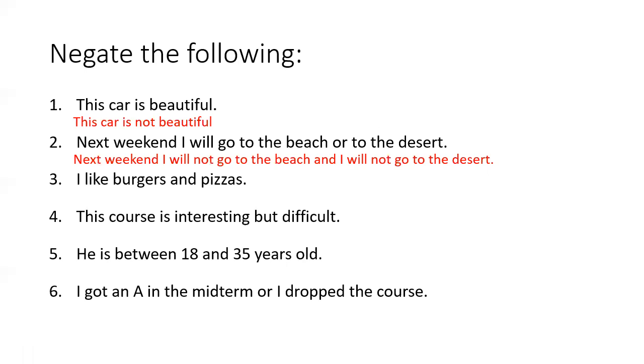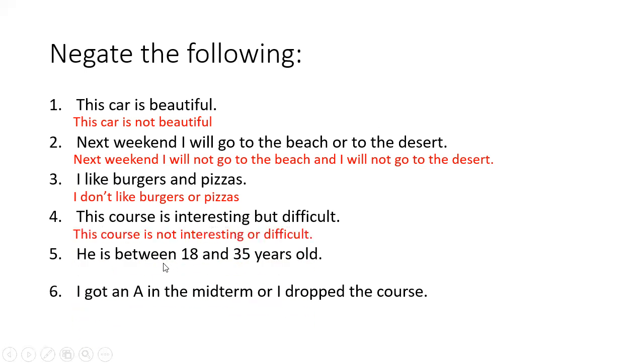I like burgers and pizzas. The opposite: I don't like burgers or pizzas. The English is kind of weird here too, because when you look at the but here, you're going to have to look at that as if it was an and as well, because that's joining them. This course is interesting and this course is difficult, I think is how you should read that. So what would be the opposite of that? Of course, it's not interesting or difficult. Very good.